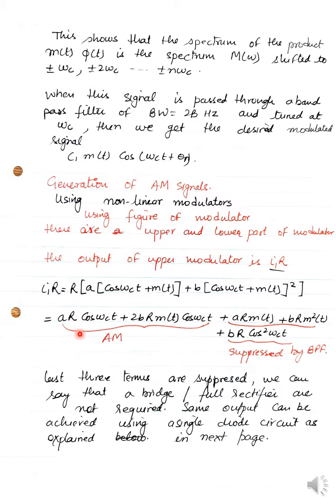So you can say that this part is your AM signal, and you have to suppress this part, or remove this part, using a band pass filter. So the last three terms are suppressed. We can say that a bridge or full wave rectifier is not required. Some output can be achieved using a single diode circuit, as explained on the next page. So what we are saying here is that instead of using two diodes, or a full wave rectifier, we can just use one single diode and still be able to achieve the same output.